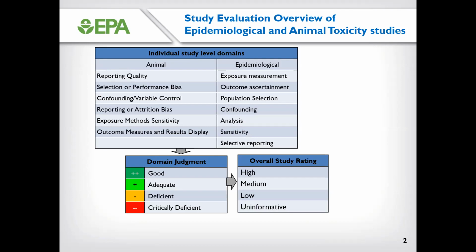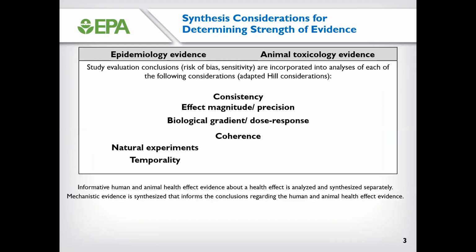We have slightly different domains. And then for overall study confidence based on those domains. Both the domain ratings and the overall confidence ratings feed directly into our evidence synthesis, which is the next step. So on the next slide, our approach for evidence synthesis is adapted from the Bradford Hill considerations. Separately for human and animal evidence, we analyze each of the considerations that you see here.